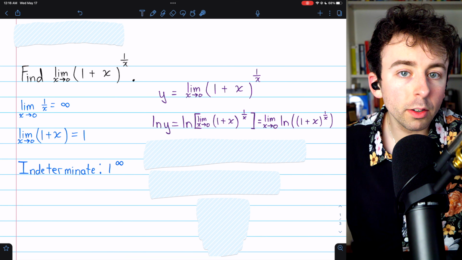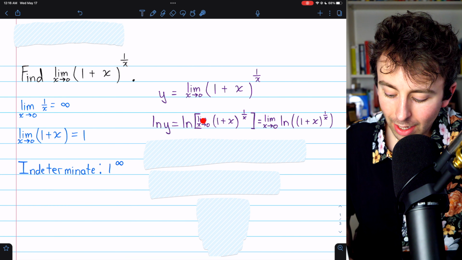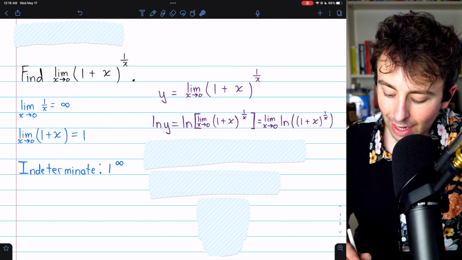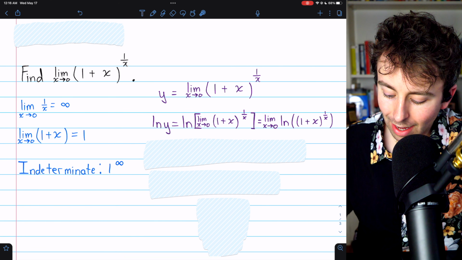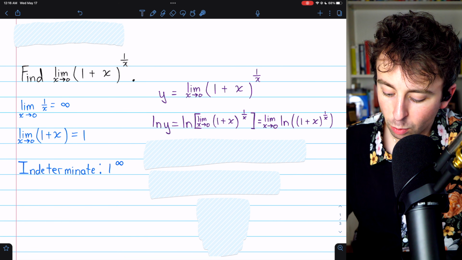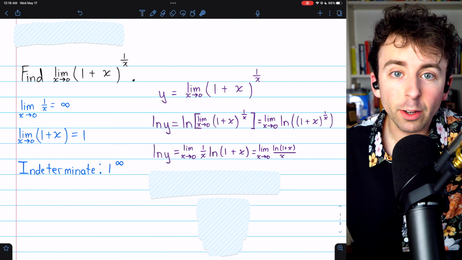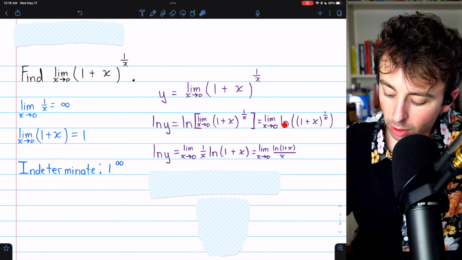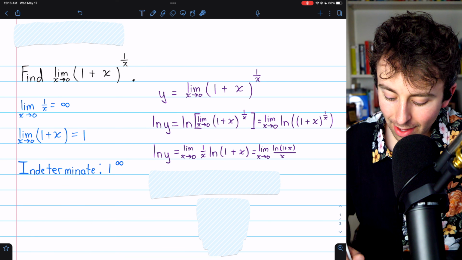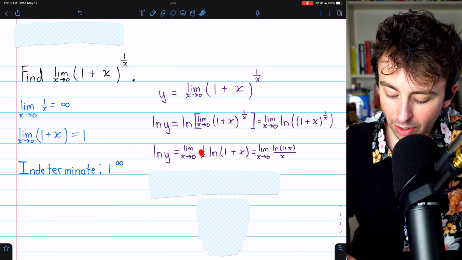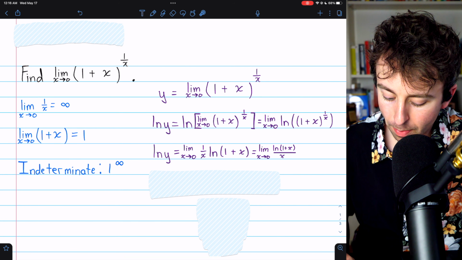But the natural log function is continuous, so the natural log of the limit is just going to be the limit of the natural log. So we have ln y equals the limit as x approaches 0 of the natural log of this function. This is where the power of the natural log comes in. The natural log of something to a power is the same as that power brought down as a factor multiplied by the natural log of whatever the base was.